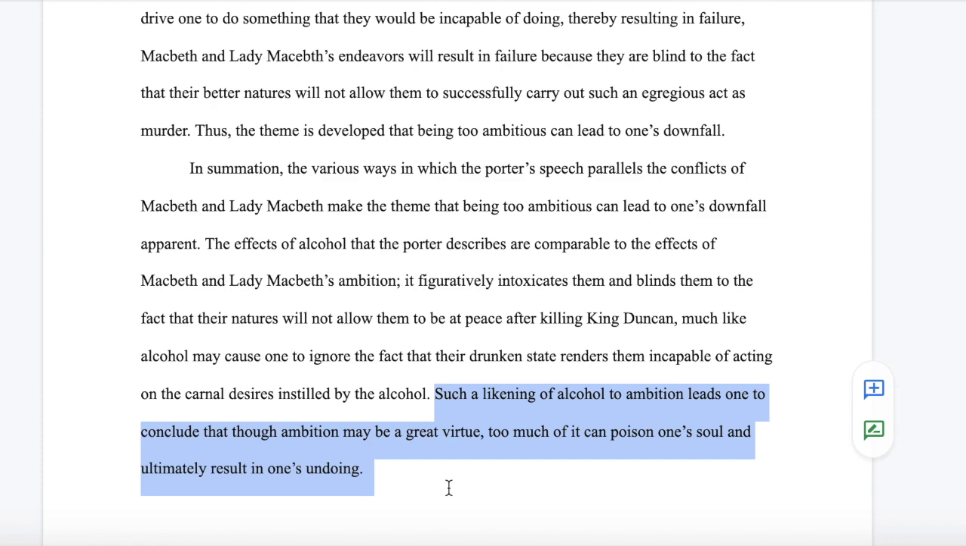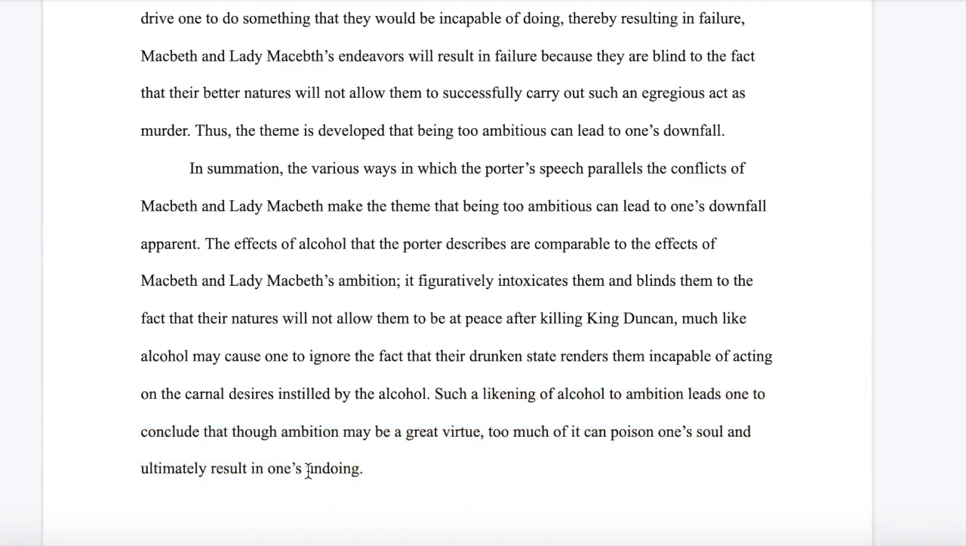So, if the theme is that having too much ambition can lead to one's downfall, or being too consumed by your ambition, I basically make a comment on this comparison between alcohol and ambition that is present in the play, indicating that even though ambition could be a great virtue, if you have too much of it, it could poison somebody, just like alcohol could intoxicate somebody and poison them, and then it could result in bad things happening. So, if you allow ambition to poison you too much, it could be the result of your undoing.